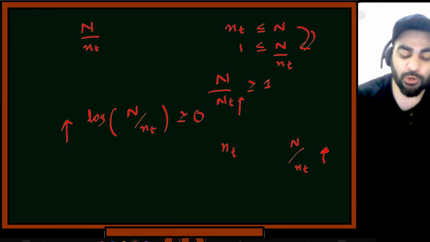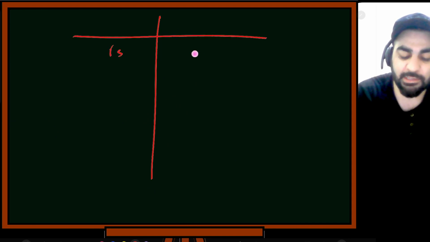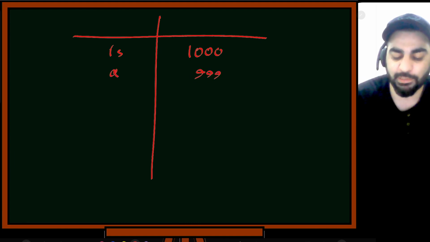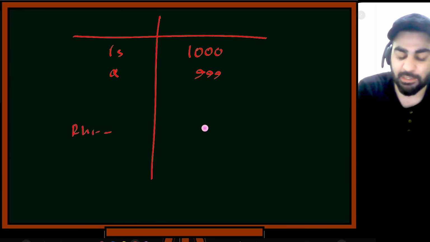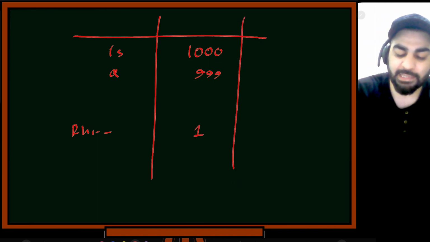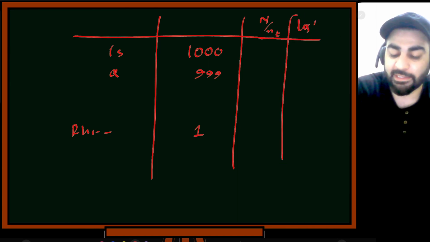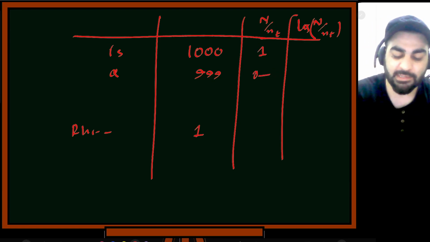If you do not apply the log, let's suppose you have words like this. Out of 1000 documents, a word is in all the documents, or let's suppose in 999 documents. And then a word, let's suppose like rhinoceros or something, appears maybe only 1 time. Now if you have this n by nt and log of n by nt, see the effect. This n by nt, if you calculate it, will be equal to 1, and this will be again 0.9, somewhere around that.